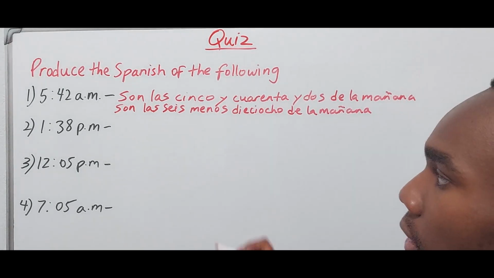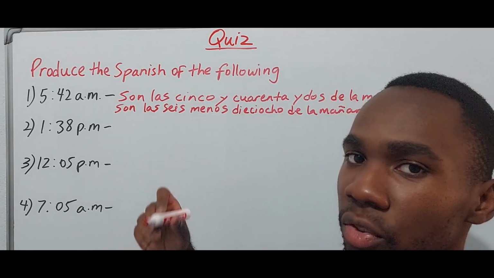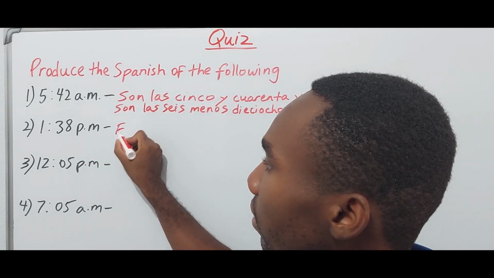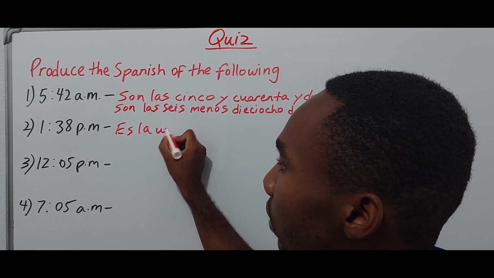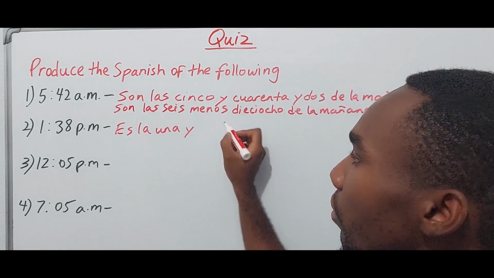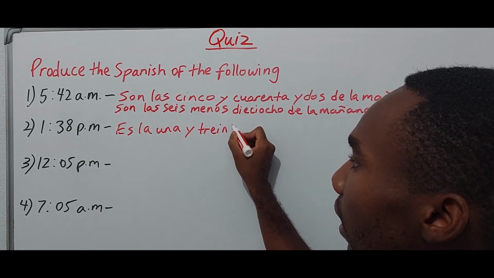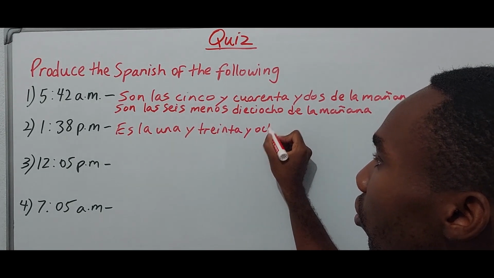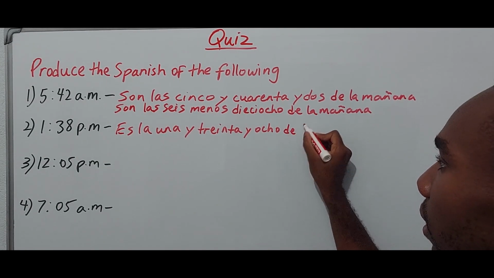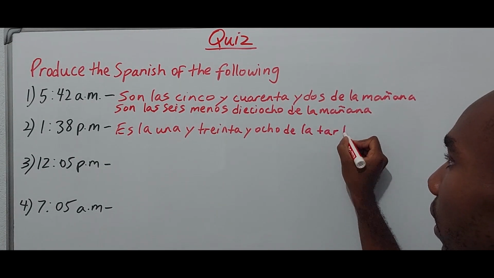Cool? Cool. 2. Let's use the traditional method. It is 1 o'clock, so es la 1:38 de la tarde. That's afternoon. De la tarde.